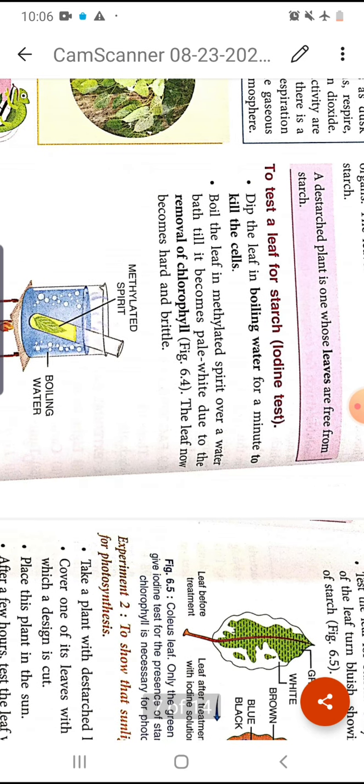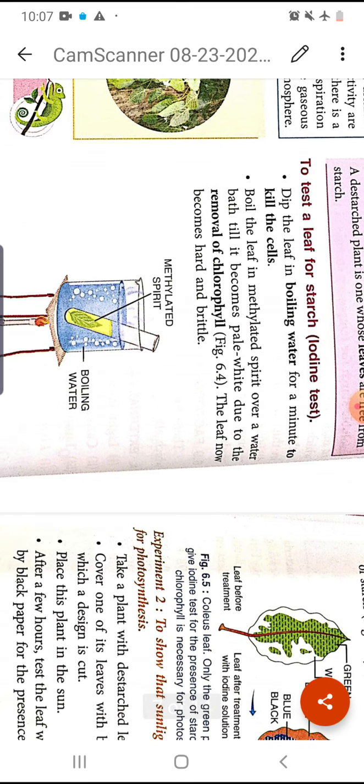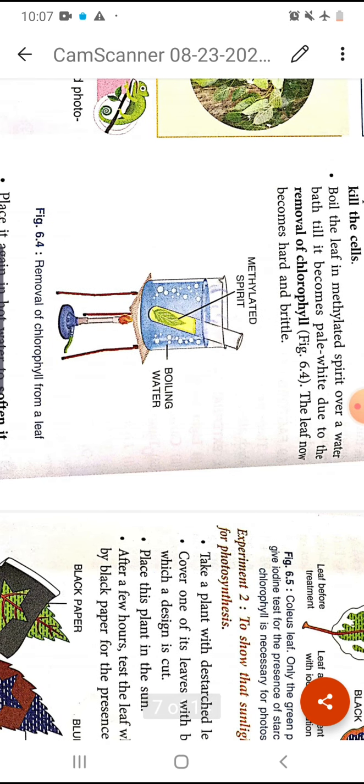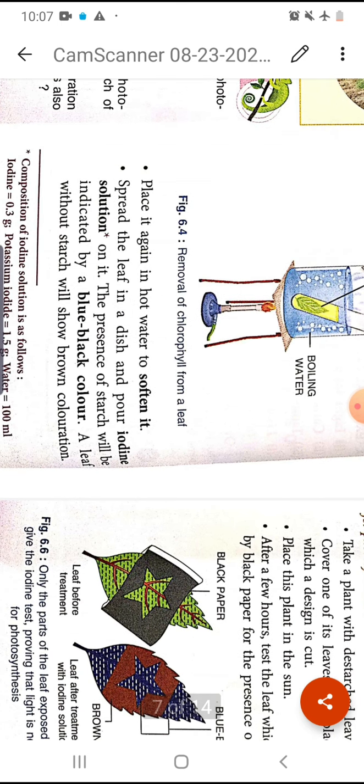Now how do we test it, how do we confirm that no starch is present in the leaf? Dip the leaf in boiling water for a minute or two so that the cells will die. Now we have to boil the leaf in methylated spirit over a water bath till it becomes pale white, due to the removal of chlorophyll. As the chlorophyll pigment is removed, the green color is also removed. Now the leaf becomes hard and brittle, it can be broken. Now place it again in the hot water.